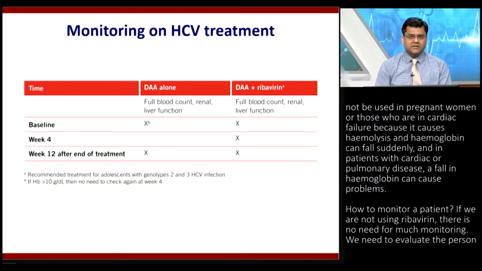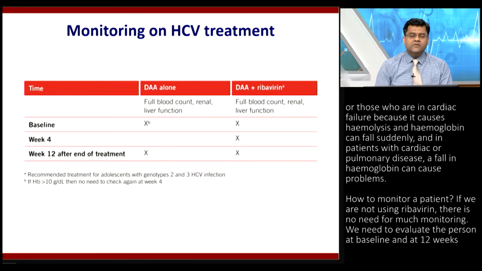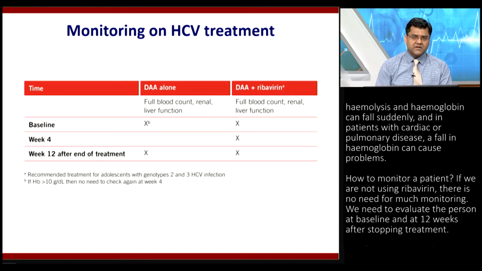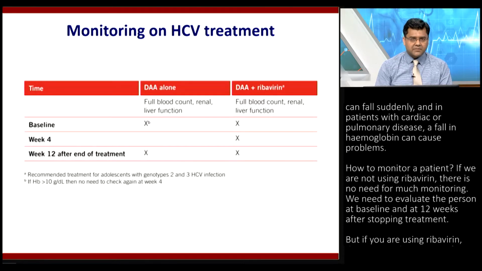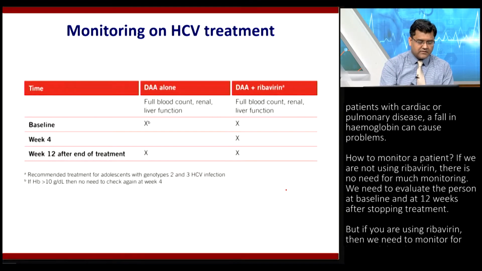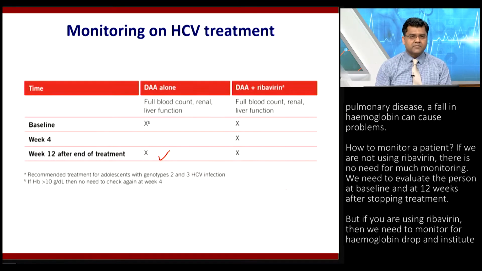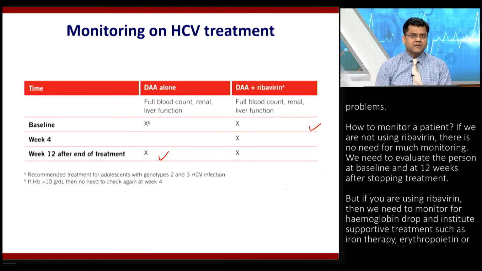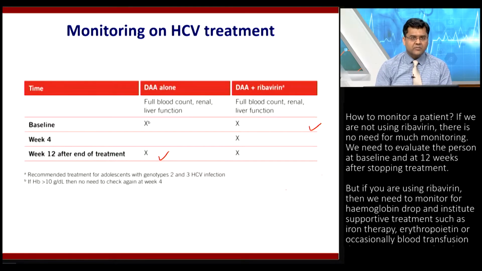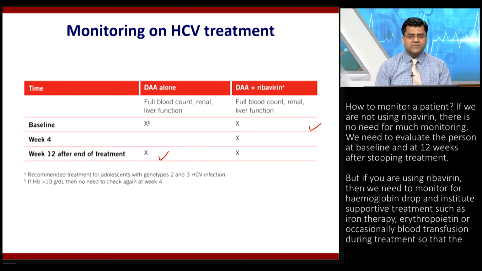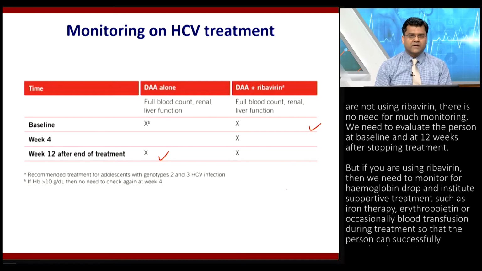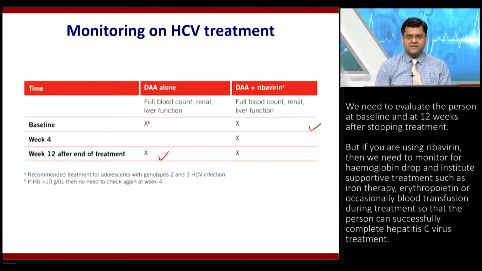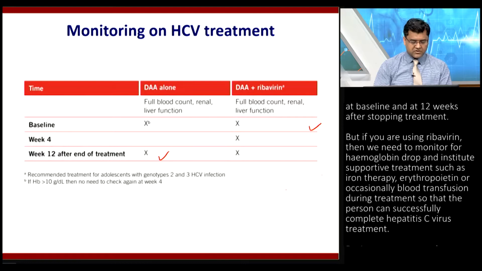How to monitor a patient? If we are not using ribavirin, there is not much monitoring needed because of the drug treatment. We need to evaluate the person at baseline and at 12 weeks after stopping treatment. But if we are using ribavirin, then we need to monitor for hemoglobin drop and give supportive treatment such as iron therapy, erythropoietin, or occasionally blood transfusion during the treatment, so that the person can successfully complete hepatitis C virus treatment.